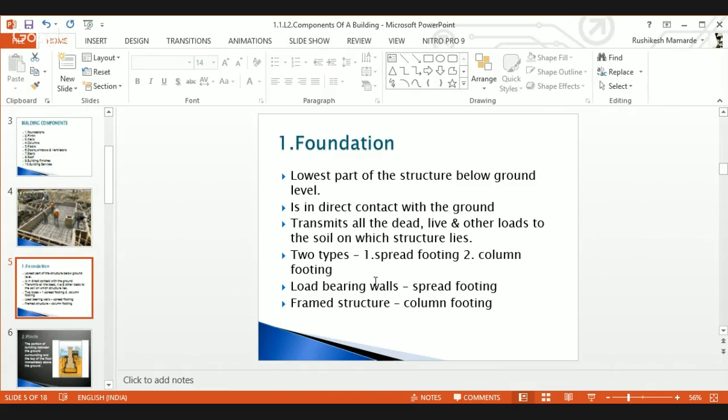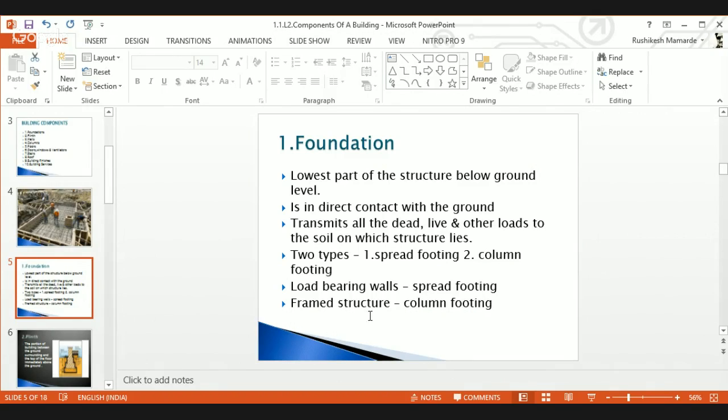Basically, previously there were many types of buildings, like you have seen in Shaniwarwada in Pune or different old buildings. Those buildings were constructed on the principle of load bearing walls. So the walls bear the load of the whole structure. That type of structure is called a load bearing structure, and the footing used there is known as spread footing. And the next is frame structure, which uses column footing.